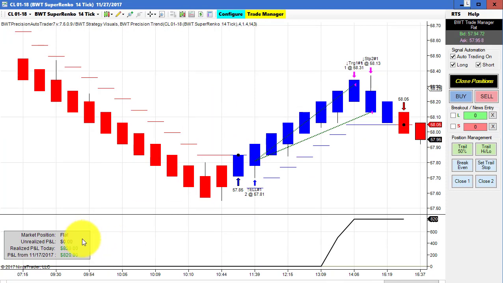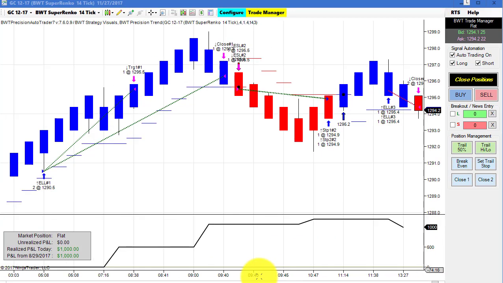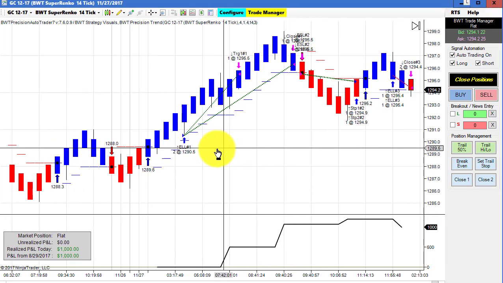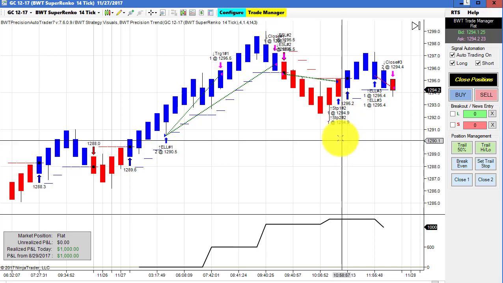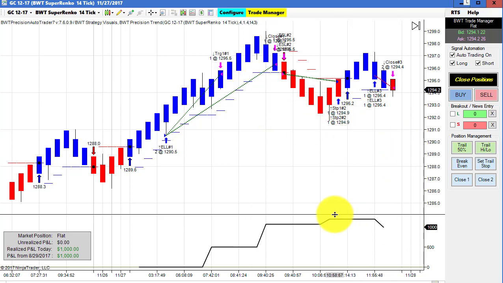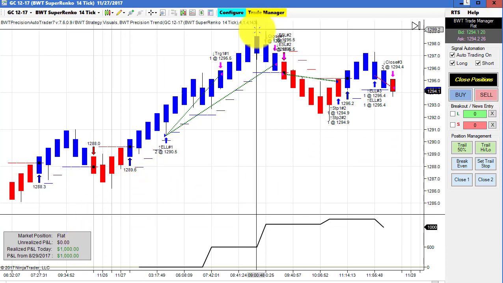Okay, next up is the crude oil on the Super Renko 14 tick, and this just had a single long trade and did 820 for the day, very respectable. The gold contract on the Super Renko 14 tick had 3 trades, 2 winners and 1 loser. Our equity high was about 1,200, but we closed at 1,000 here for the day.